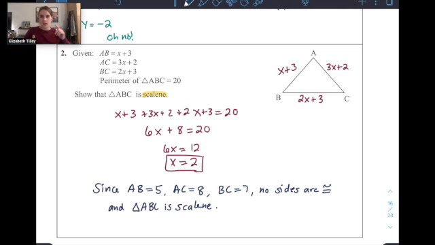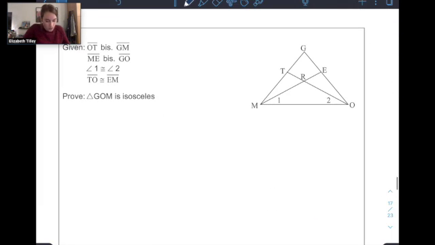All right, last but not least, we are going to prove a triangle is isosceles. So let's look here at what we have. OT bisects segment GM, so it is being cut in half, even though it doesn't look like it. ME bisects GO, angle 1 is congruent to angle 2, and TO, this whole segment here, is congruent to EM. All right, so I want to prove GOM is isosceles.